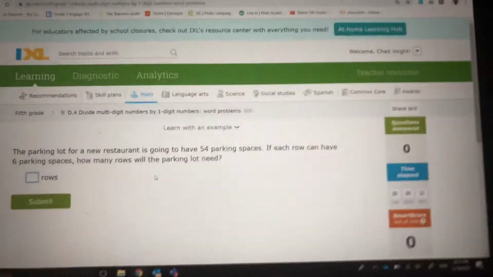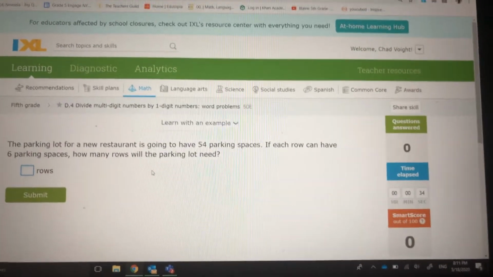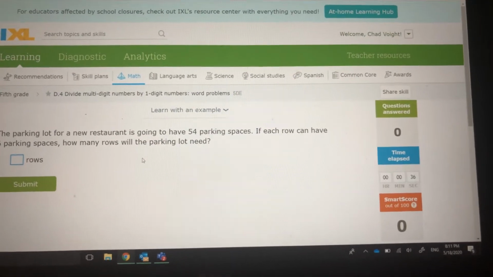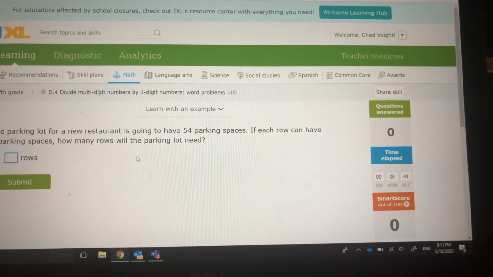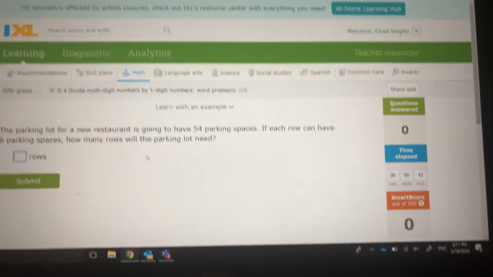All right, everybody. Today we're going to do IXL letters D.4, D.5, and D.6. Divide multi-digit numbers by one-digit numbers. We're going to start with word problems.